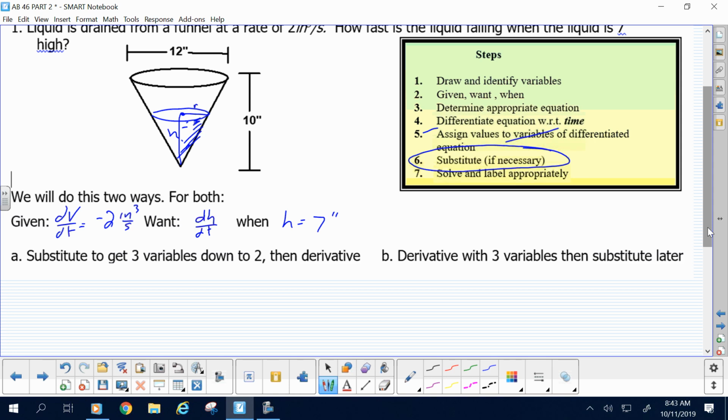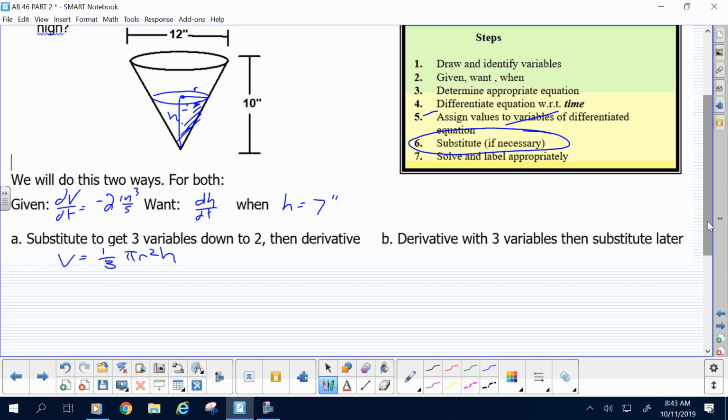So what's the equation that we would use for volume changing in a cone form? Volume is 1/3 pi R squared H. Okay. Now there are 2 ways to go about this. One is to substitute down to 2 variables, then take the derivative. Right now I have three variables: volume, radius, and height of the water. If I could substitute to get down to two, the calculus usually goes a little better, because then I don't have to worry about the product rule.